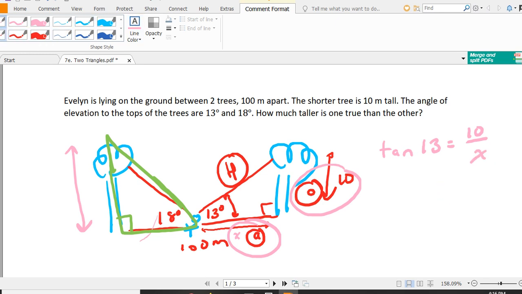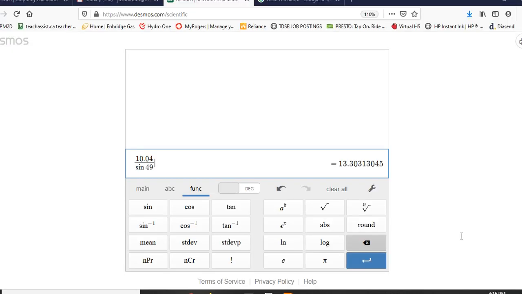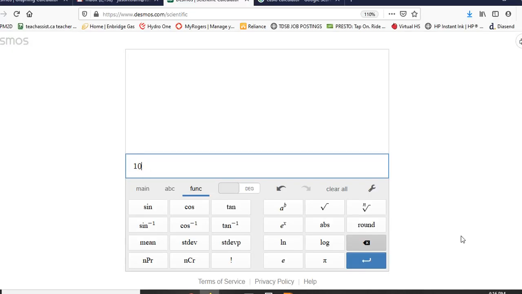Okay? And do the same thing as above, multiply both sides by x. So this will cancel out with that, and I'm just left with x tan 13 is equal to 10. Okay? And then I could divide both sides by tan of 13, and then x will give me whatever 10 divided by tan of 13 is. Tan of 13 is 43.3.